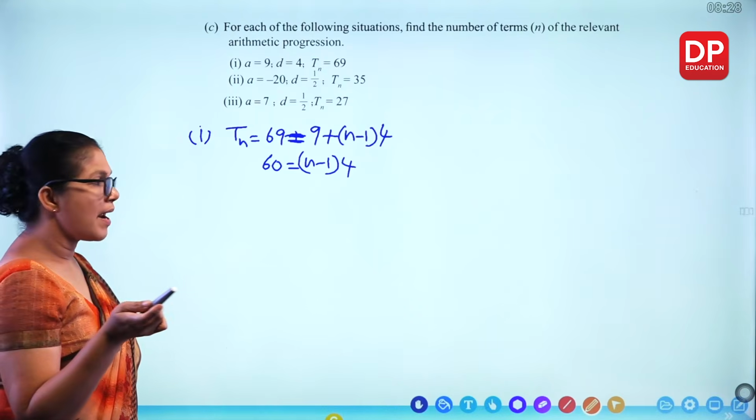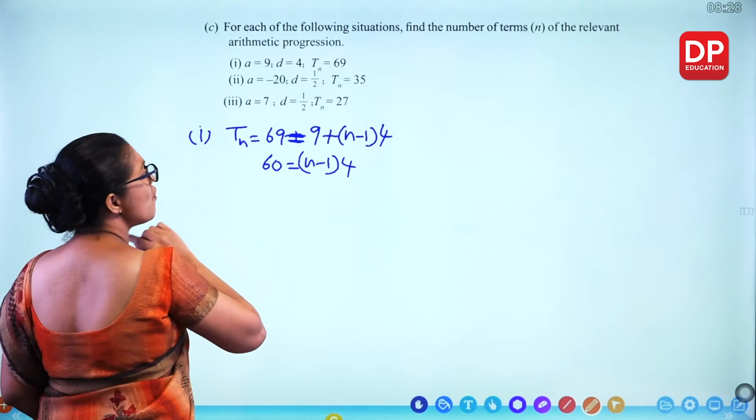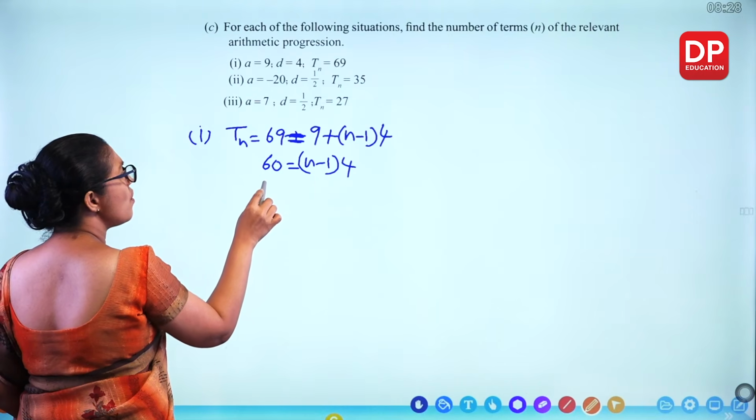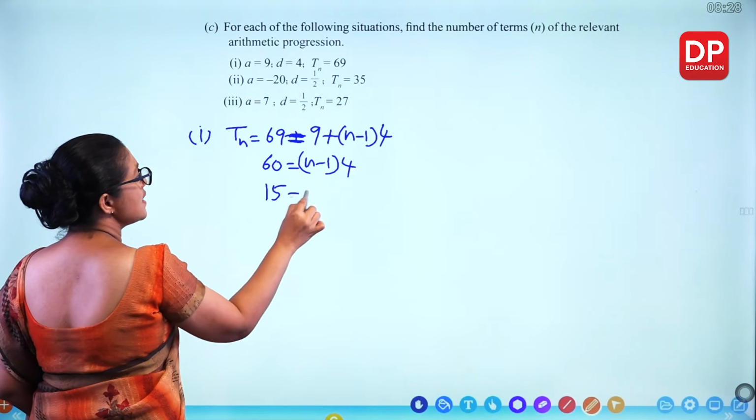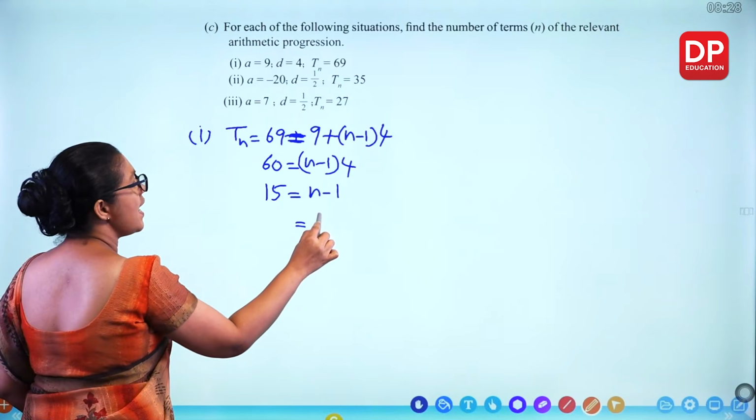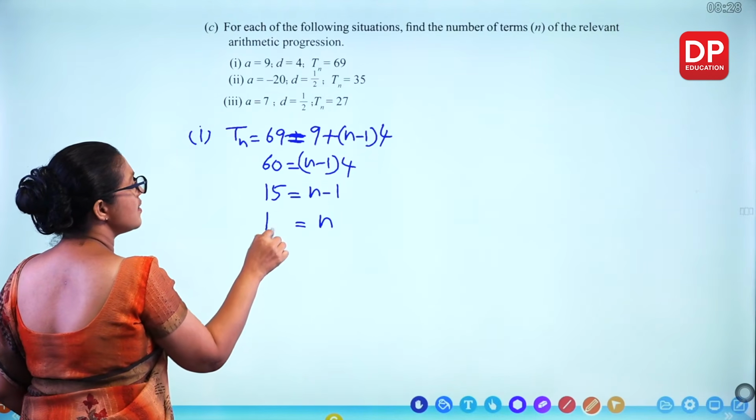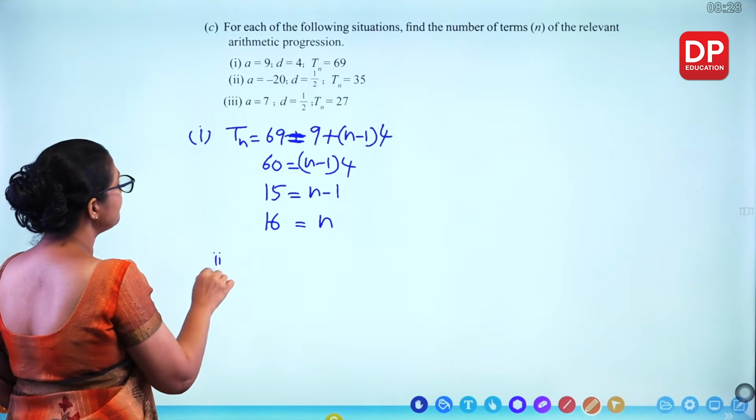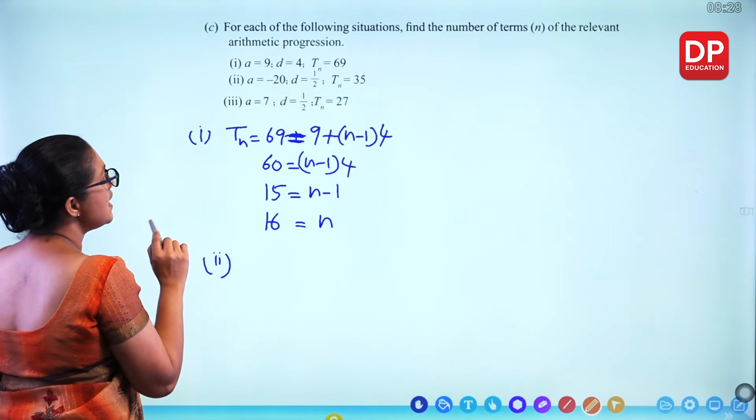Without expanding brackets, I can divide this by 4 first. So when you divide by 4, 60 divided by 4, 15. That's equal to n minus 1. Then you can find n. Add 1, that's 16. Second part, Tn is 35.